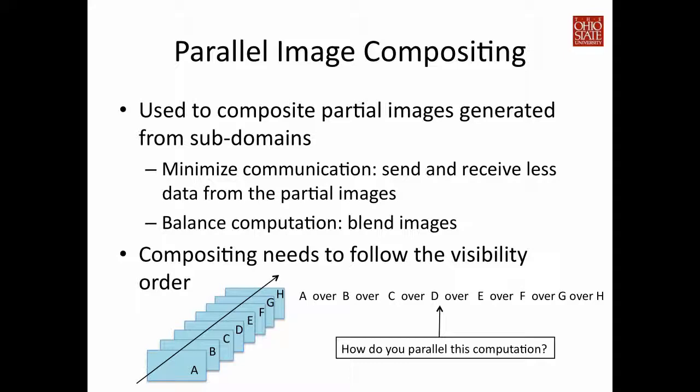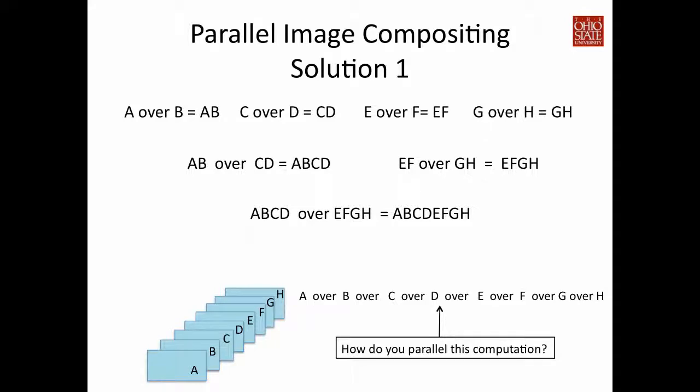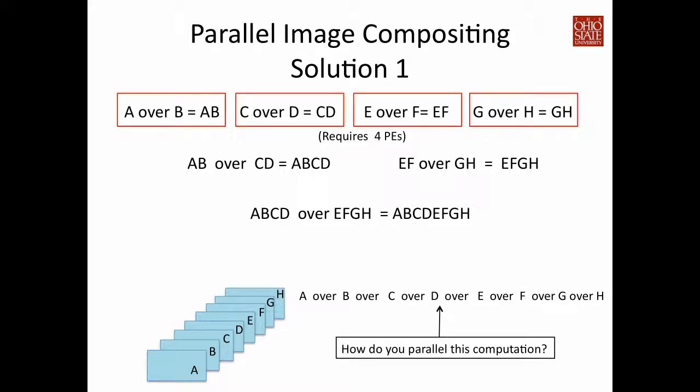This dependency of the computational tasks makes parallel image compositing a little bit tricky. So here I can give you a more formal problem statement. Assuming you have a sequence of partial images from A to H along this visibility order, how are you going to parallelize this computation? One solution is that you can divide the sequence of compositing into many subpieces. For example, you can perform A over B, that is, blend A and B together using one processor, and then blend C and D together using another processor. These two processors can perform the blending in parallel and then blend the partial results again.